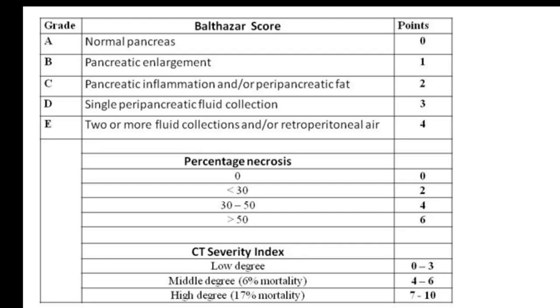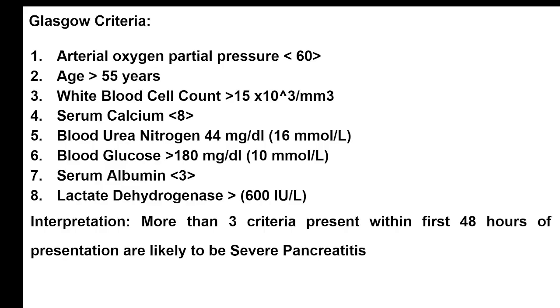Clinical assessment: the severity of pancreatitis is scored by the CT index or clinical index. Or the Glasgow criteria, which is another clinical criteria. The Glasgow criteria, made out based upon the investigations, predicts the prognosis of pancreatitis. The criteria are: arterial oxygen pressure of less than 60, age more than 55 years, WBC count more than 15,000, and altered calcium level, less than 8.